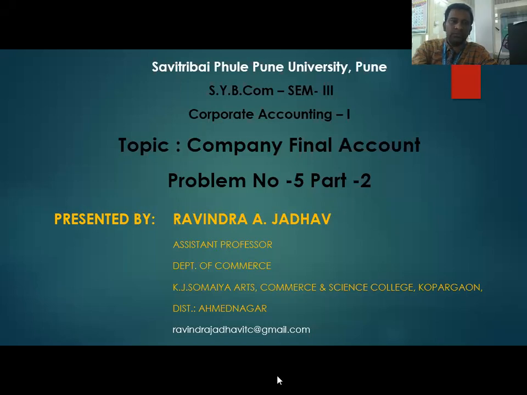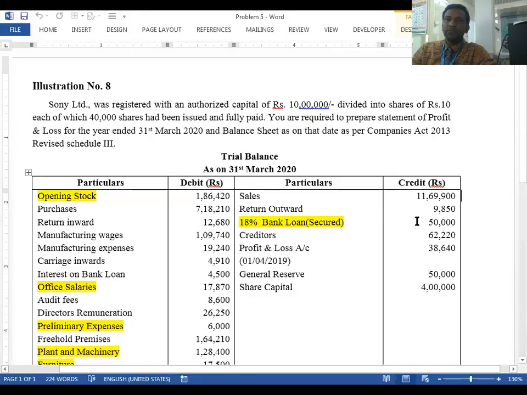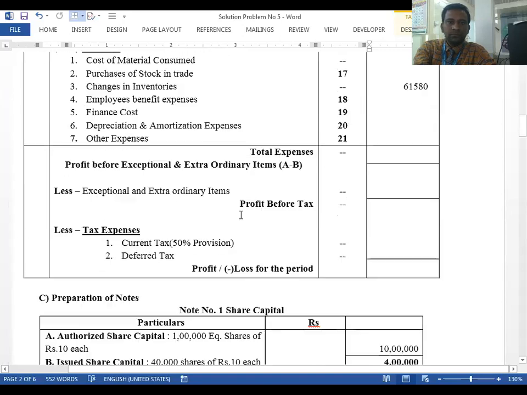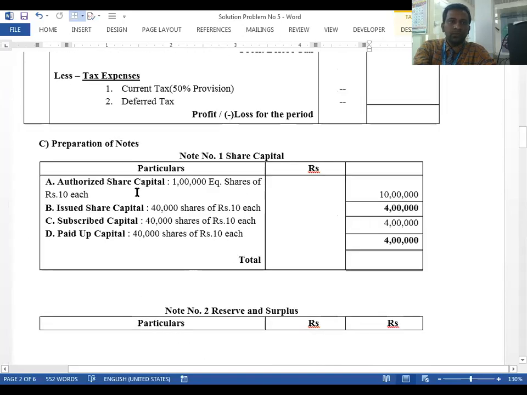So, this is problem number 5, and we already completed the part of capital and opening and closing stock. See here, we write down all types of capital in notes number 1, that is share capital.